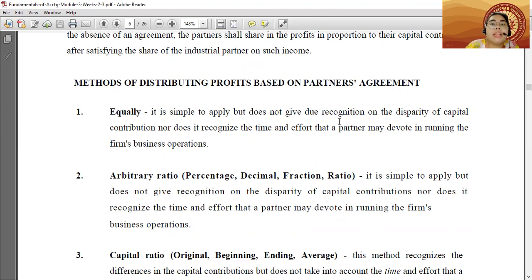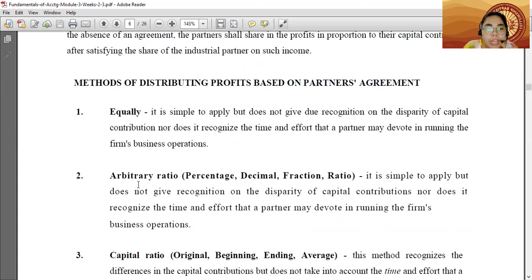So the problem is that it does not give due recognition to the disparity of capital contribution, nor does it recognize the time and effort that a partner may devote in running the firm's business operation. Because each gets 25% if you are four who formed a partnership.